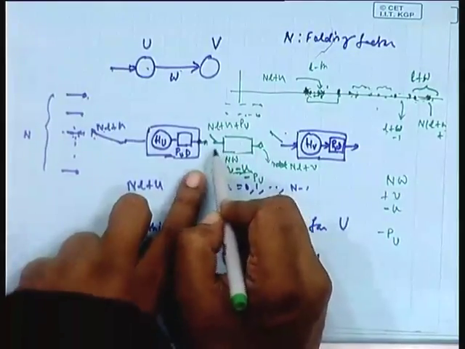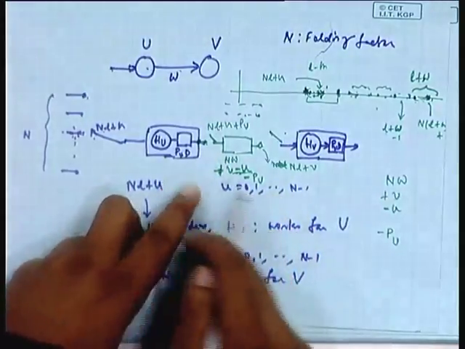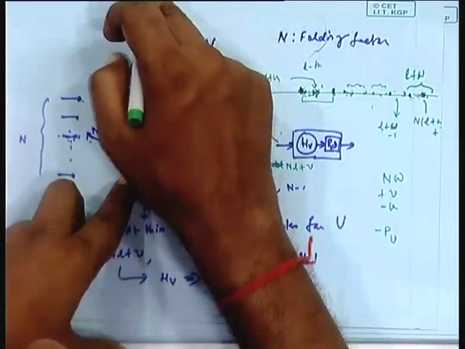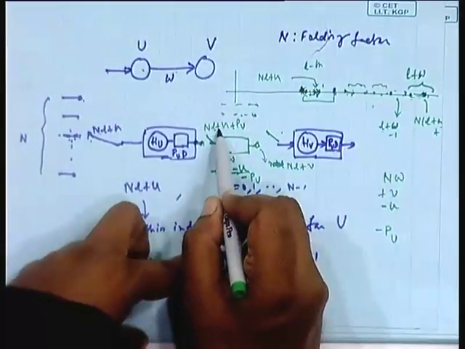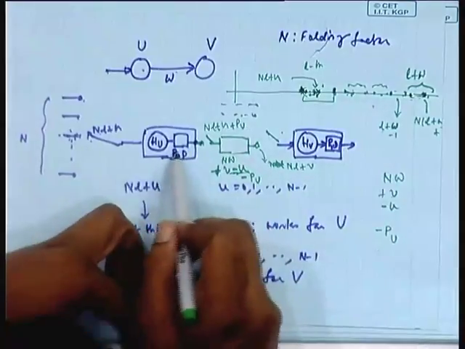Okay, this particular output, at some other point of time, will be connected to some other delay line, because this is working for different nodes here: U prime, U double prime, at various points of time. So at this point of time it was NL plus U here; it's just delayed, NL plus U plus PU, because of the PU delay.